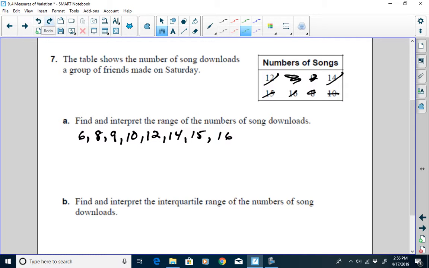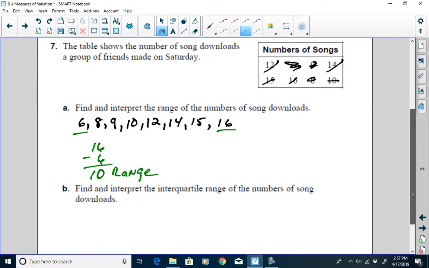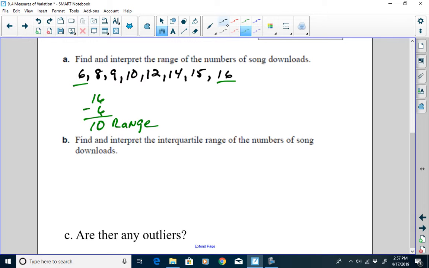So it is asking us for the range. The range would be the difference between the greatest and least. So that's going to be 16, take away 6. That's going to give us 10 for the range. Alright? But if I want to find the interquartile range now, I have to take my data, right? And I'm going to recopy 6, 8, 9, 10, 12, 14, 15, and 16.